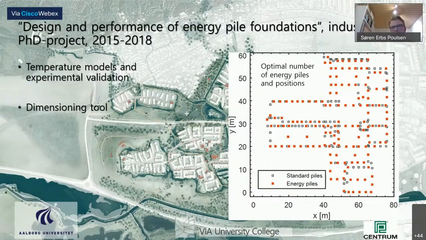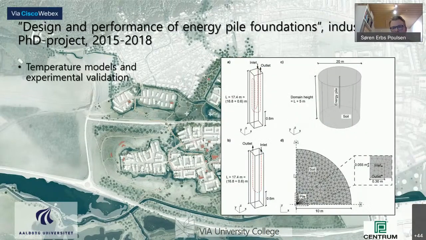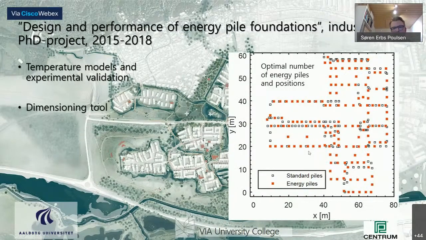The example that is shown here is actually from the gymnasium, this building that is shown here. This is an actual building. It was built in 2011. When we use the tool on this particular building, we can see that not all piles are picked as energy piles. The building actually has all piles as energy piles, so it's able to produce energy. If it had some other buildings connected to it, it would be able to supply both heating and cooling.